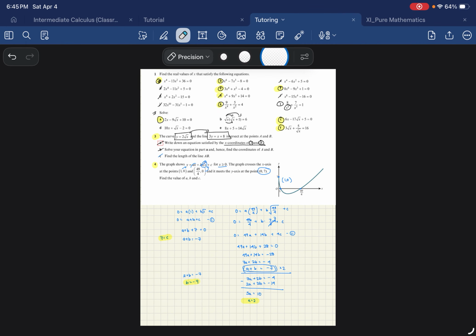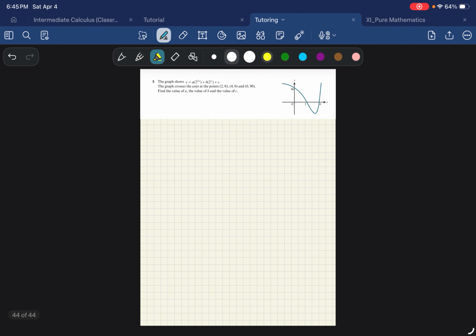All right. So you just want to use the information given here, substitute it into the given equation, and you can solve for A, B, and C. It's basically asking you to solve a system of linear equations. It's asking you to solve simultaneous equations. All right. And finally, we have question 5.